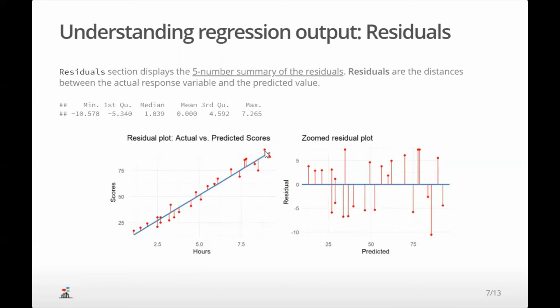And accounting for all of the residuals in our regression model, we can get the summary statistics such as the minimum and the maximum, first and third quantile, and the median. And those are the summary statistics that we can get from the regression output.